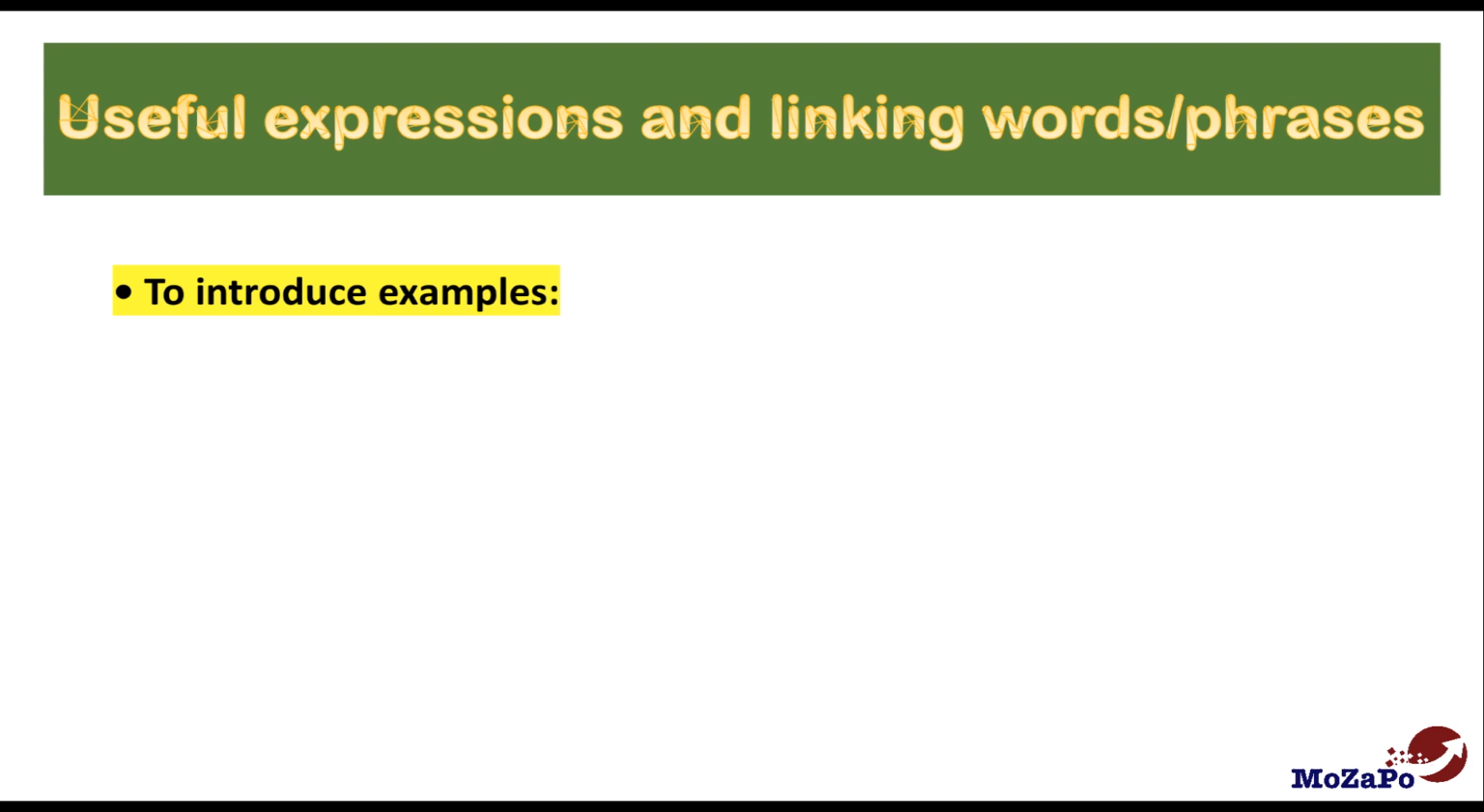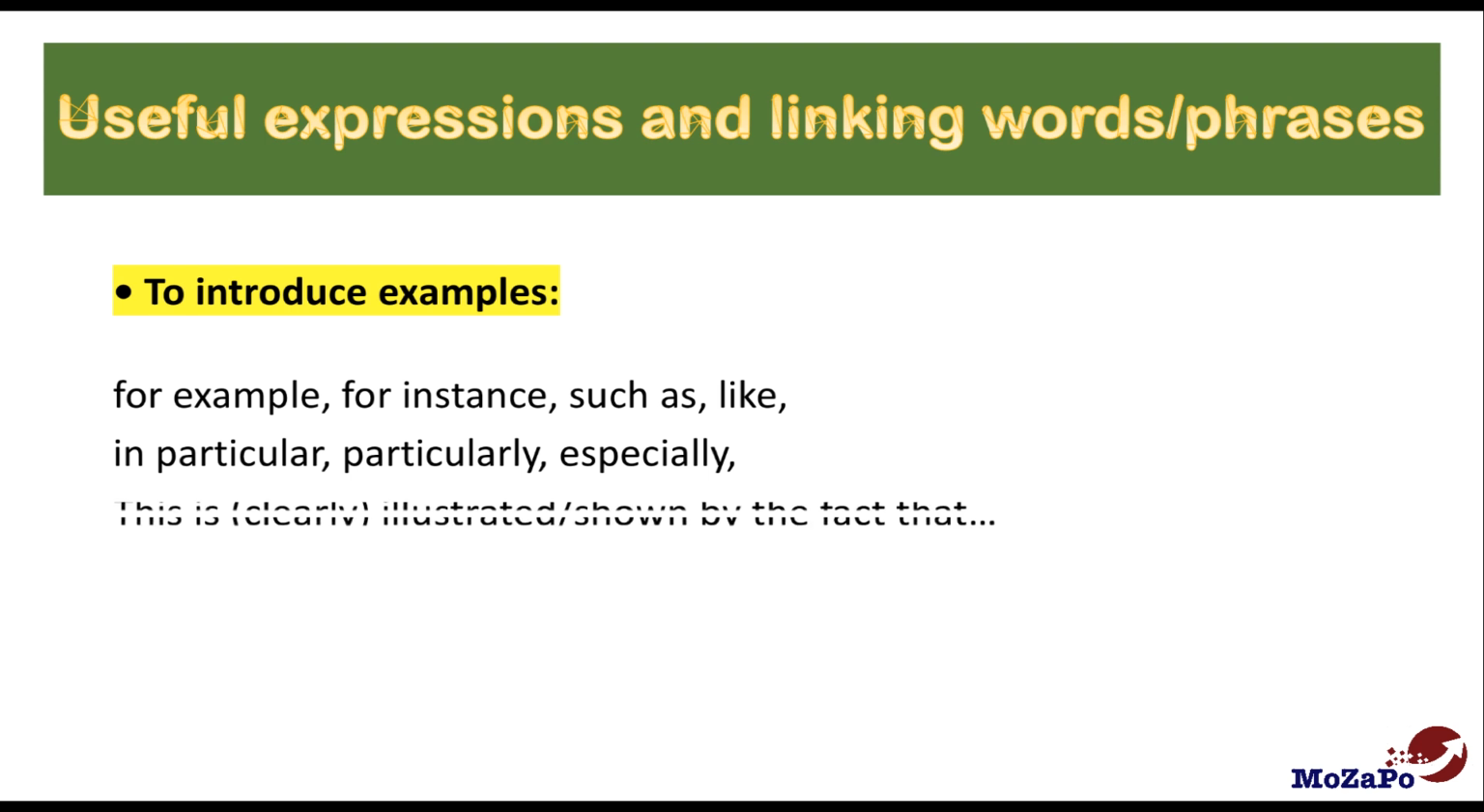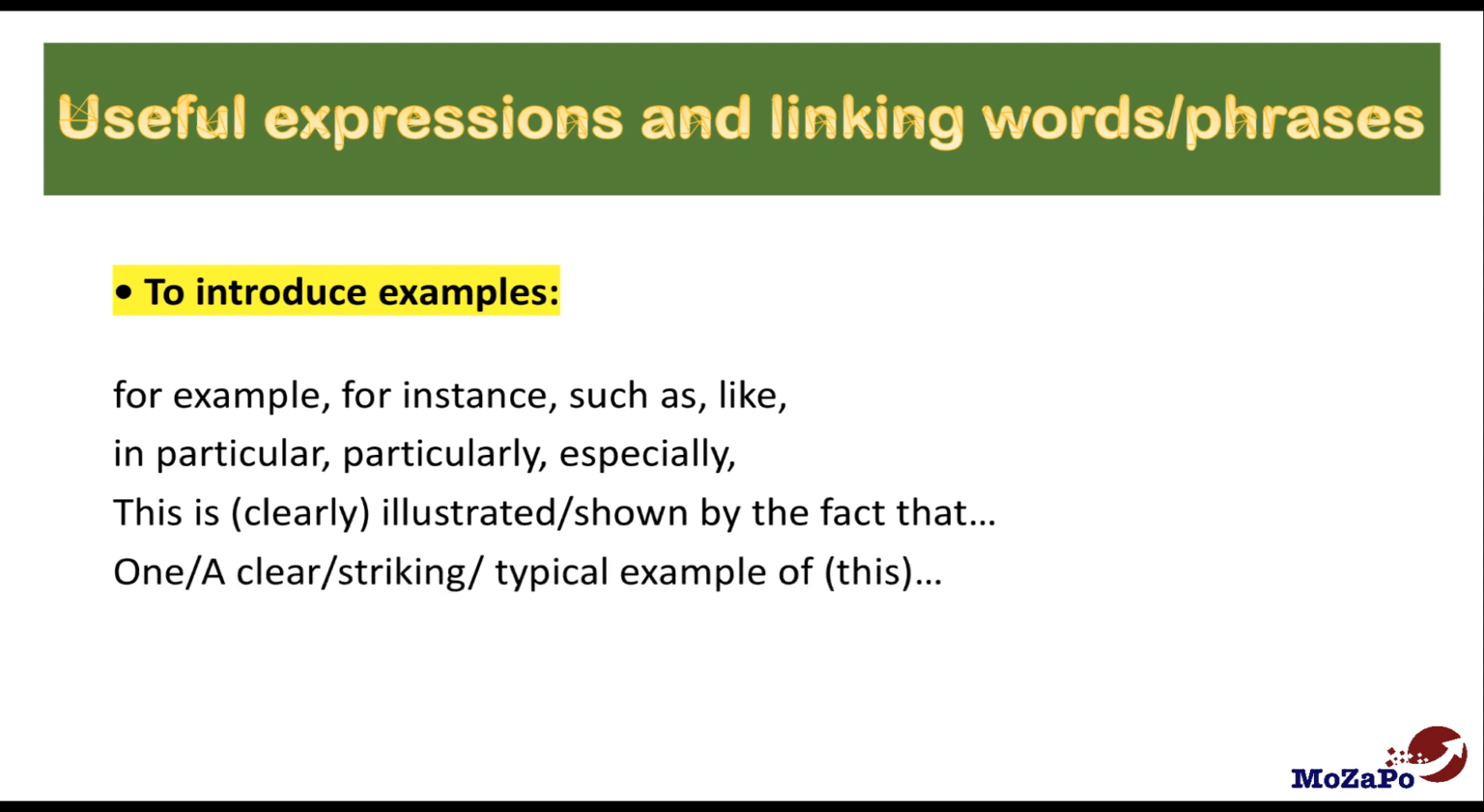To introduce examples, as we talked, it is important to provide examples in your paragraphs, especially in your body paragraphs. You can use, for example, for instance, such as, like, in particular, particularly, especially. This is clearly illustrated, shown by the fact that. These are very good ways to add variety when you introduce examples in your writing. For example, one example of this, a clear example of this, and so on. Or the fact that blah blah shows or illustrates something.